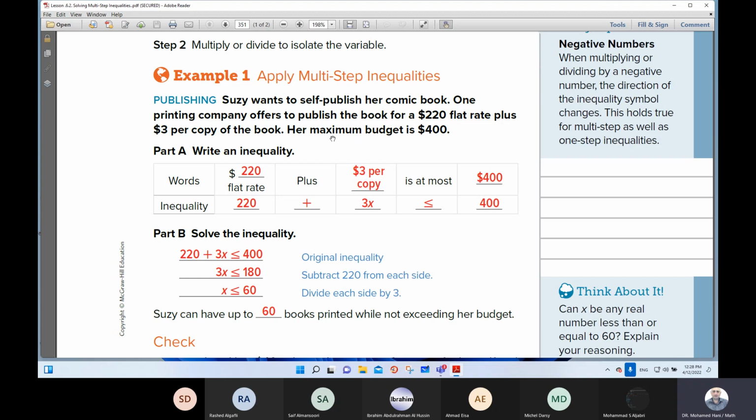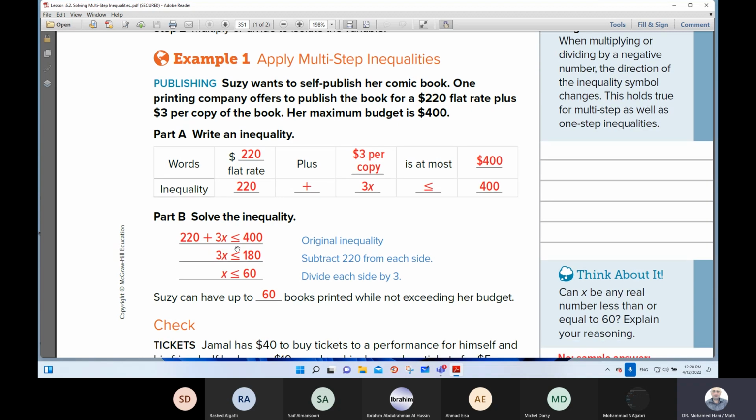The maximum means it's at most 400. So here we have 220 plus 3x. At most means less than or equal to 400. So the inequality is 220 plus 3x less than or equal to 400.